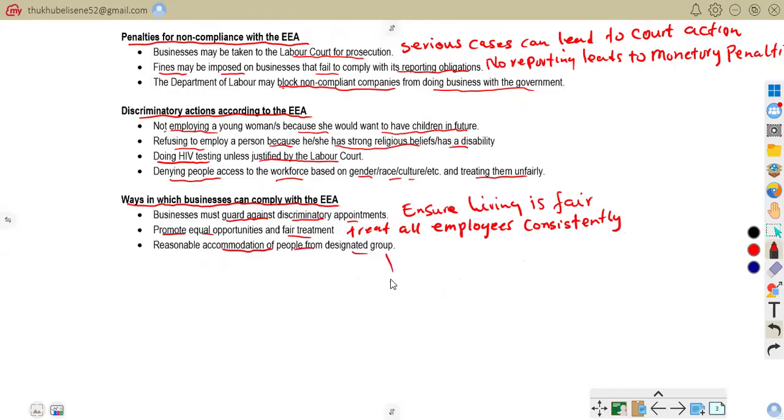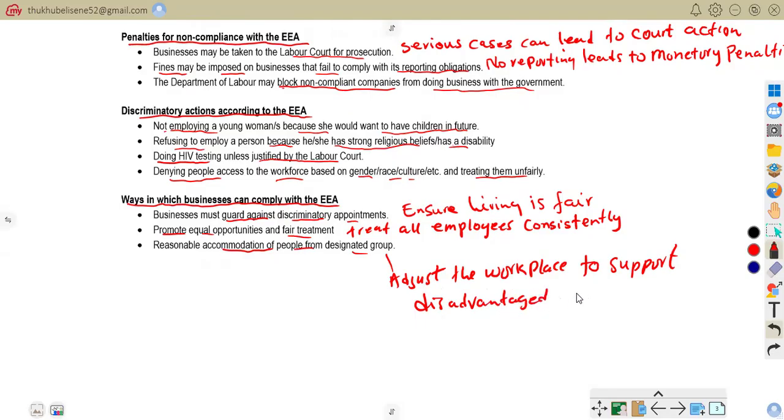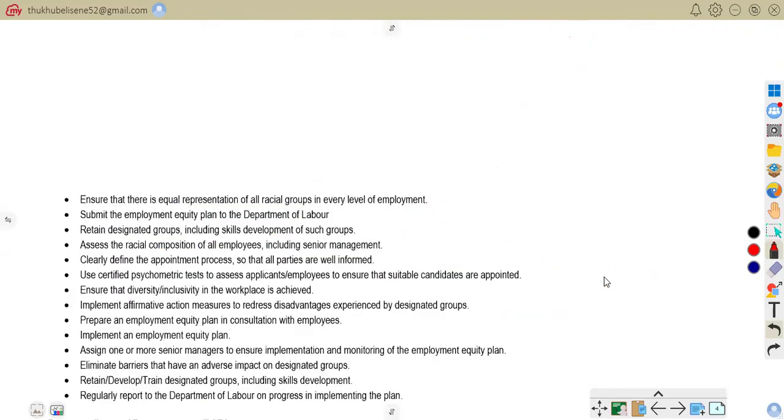So here we are saying, try by all means to adjust the workplace to support designated groups, or to support disadvantaged groups. So that is that. So let us move on.